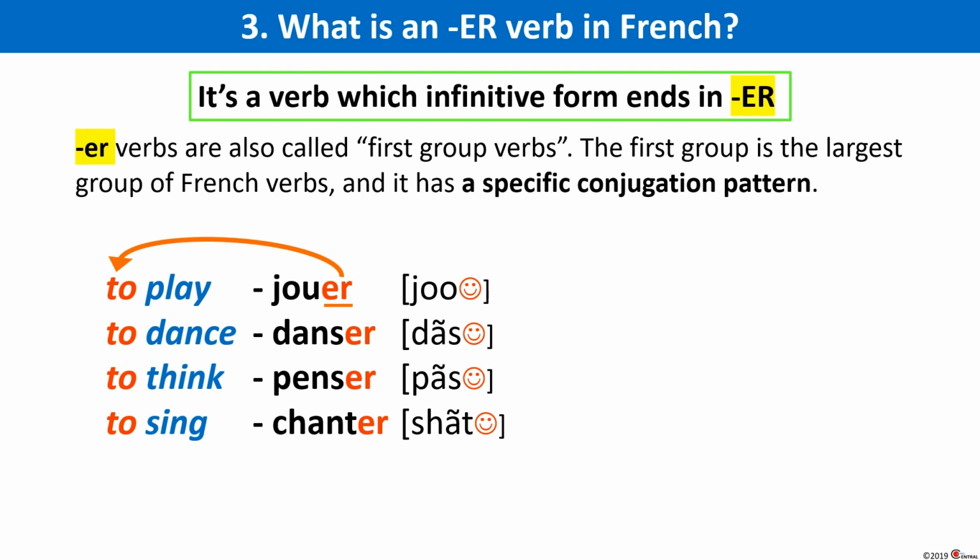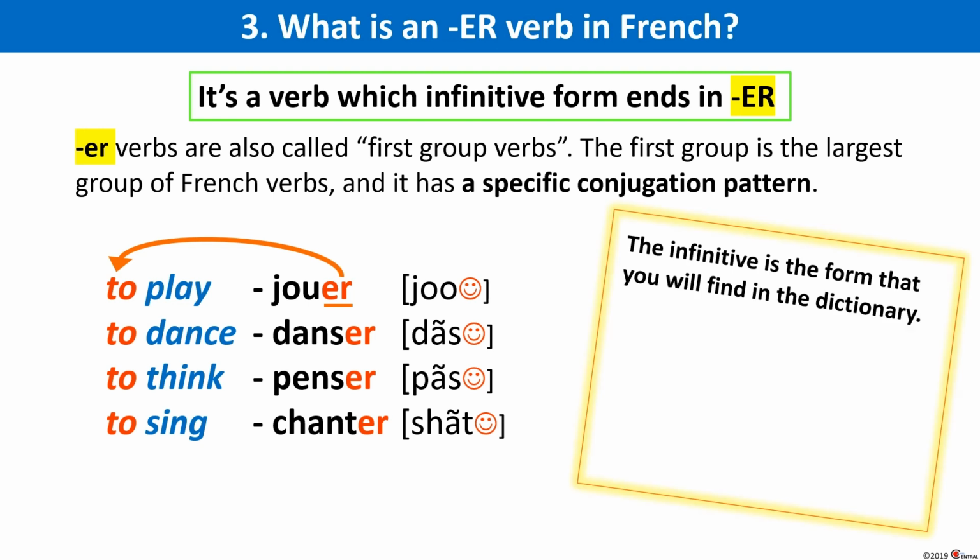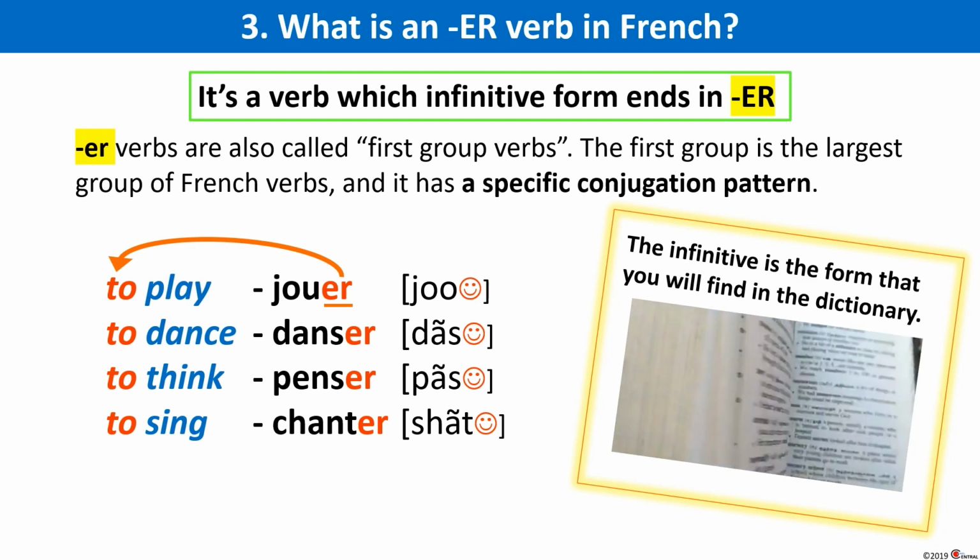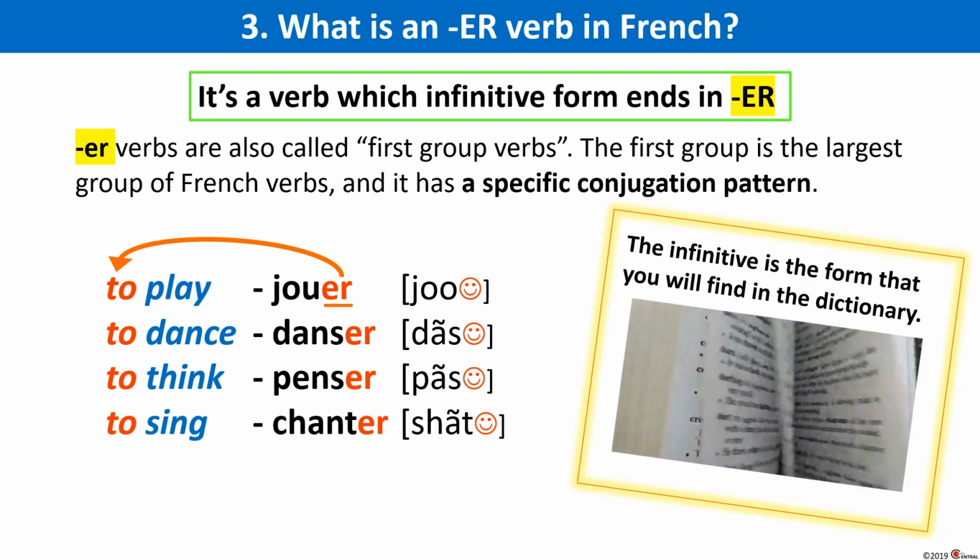Last thing you may need to know, if you are looking up a word in a dictionary, this is the form that you will always find. The form of the verb you will find in a dictionary is always the infinitive.